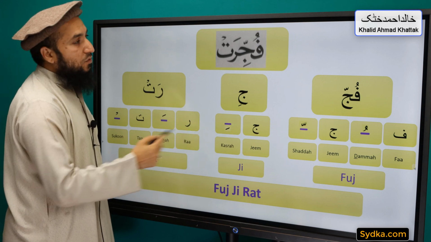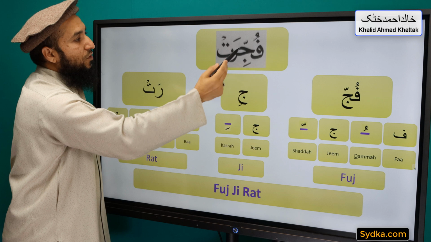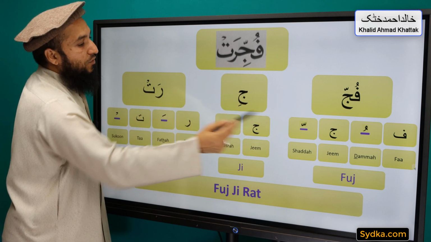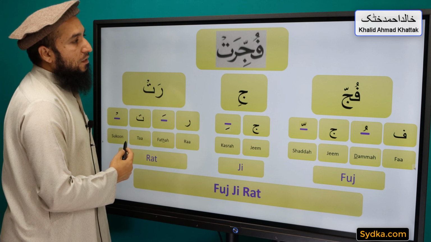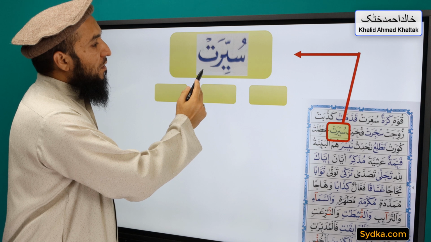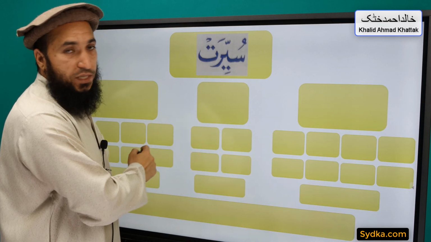Combining all 3 syllables together we have fujirat, fujirat, fujirat. The next word we have is suyirat, and it can be divided into 3 syllables.